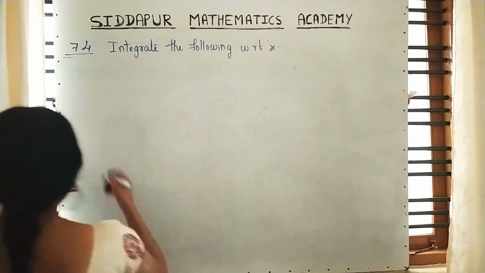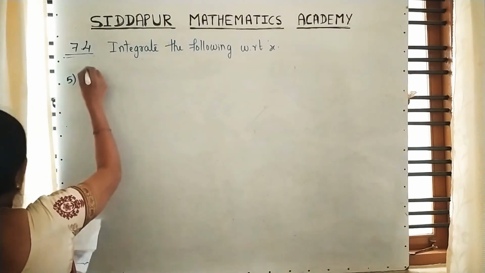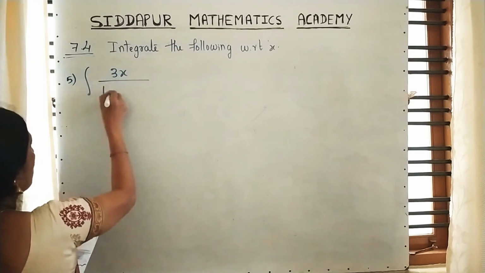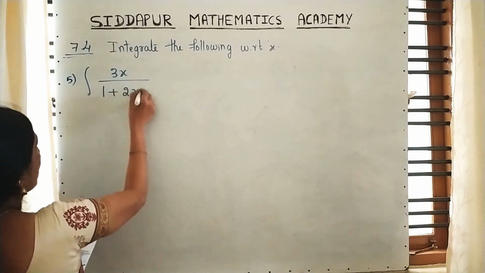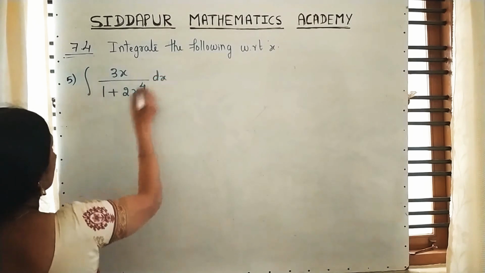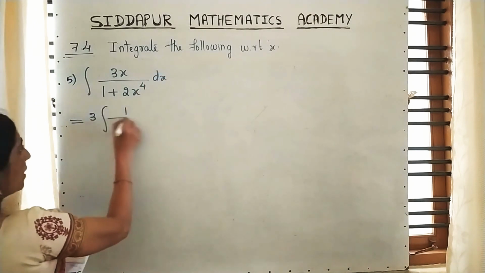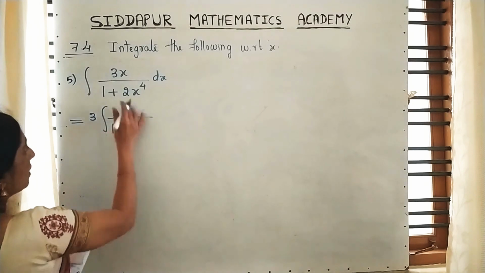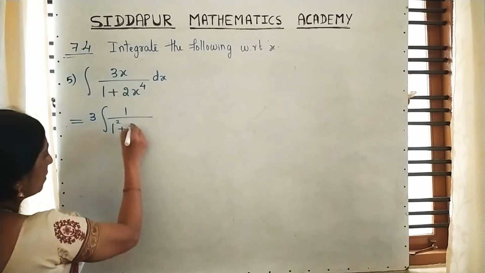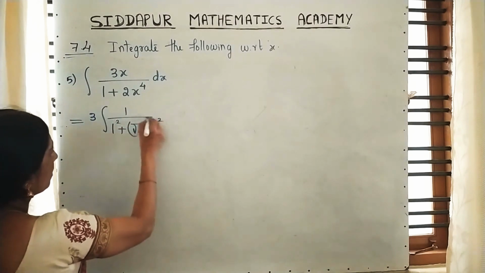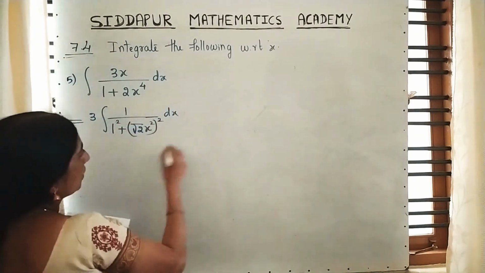Question number 5. It is 3x upon 1 plus 2 into x raised to 4. This time writing as 3 outside, 1 upon 1 square plus, and 2x raised to 4 is (root 2 x square) whole square into dx.